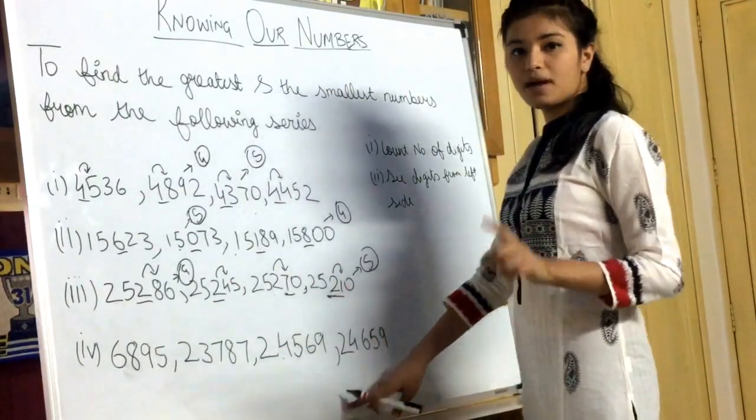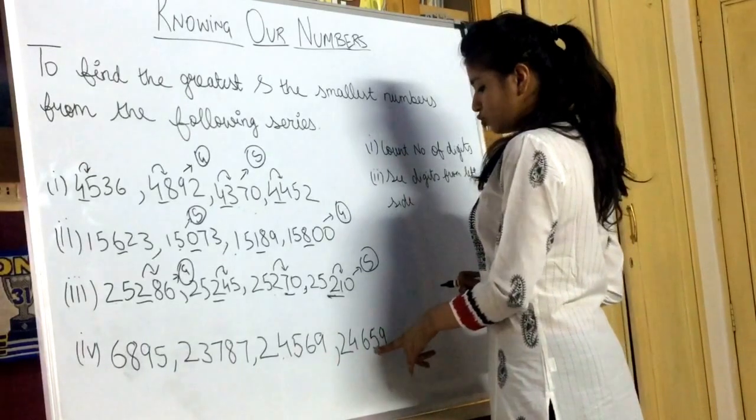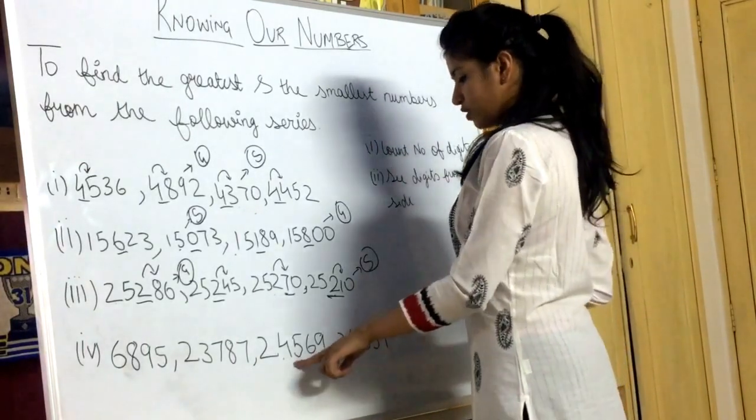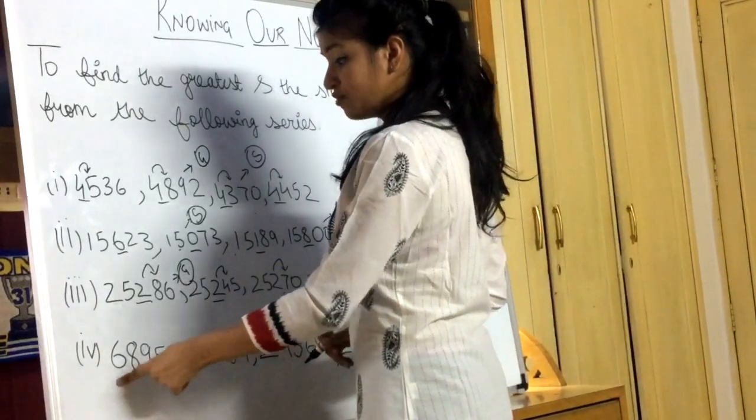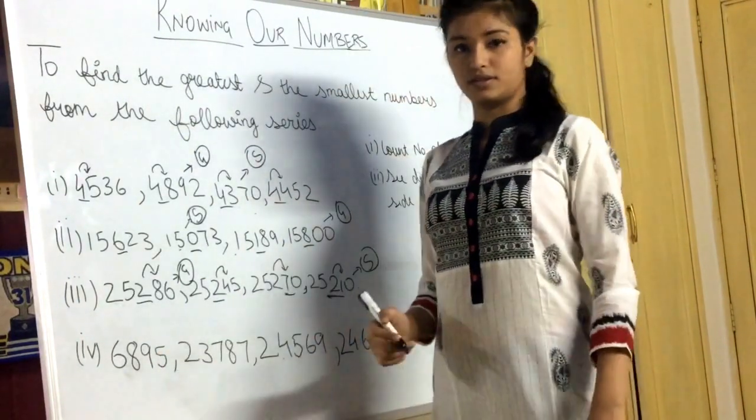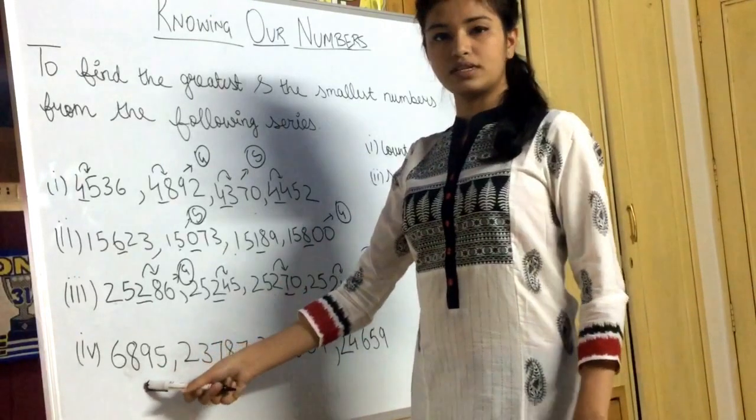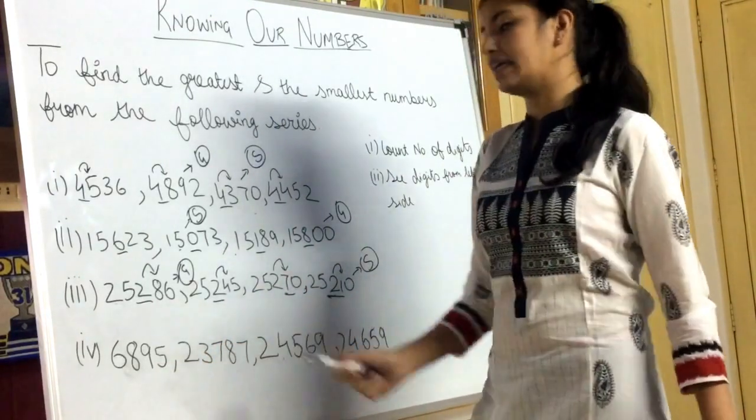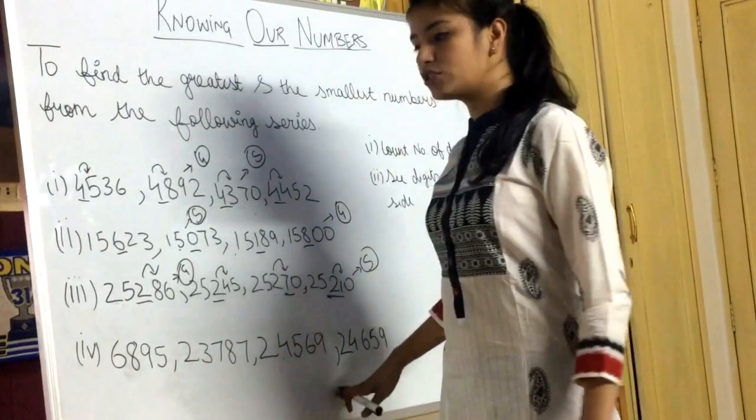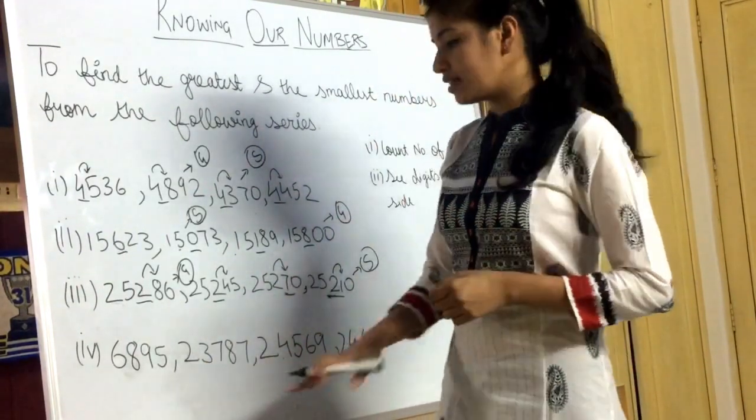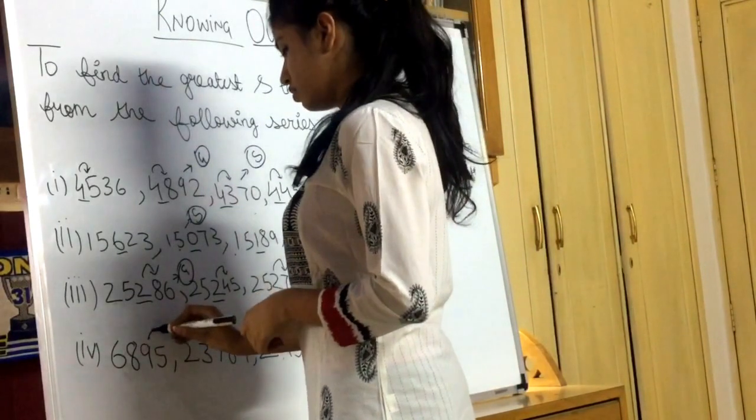Now first step, count the number of digits: 1, 2, 3, 4, 5 in three numbers. 1, 2, 3, 4 in this one. Now here is the difference. It is 4 digits in this case and 5 digits in all 3 other cases. Since this is a 4-digit number and all 3 are 5-digit numbers, this number is the smallest.